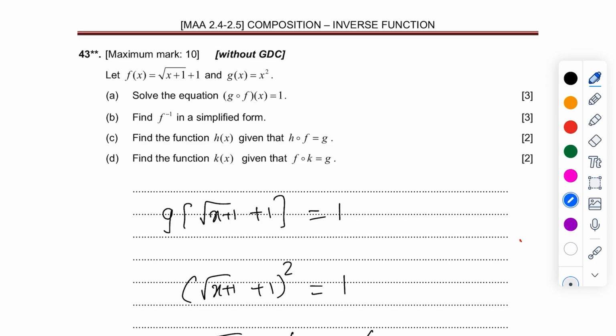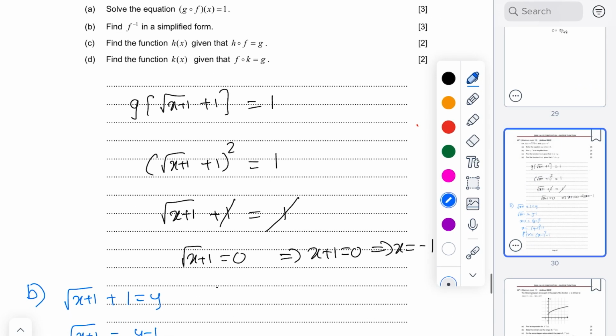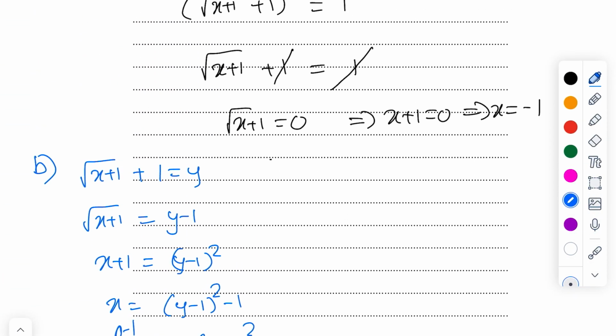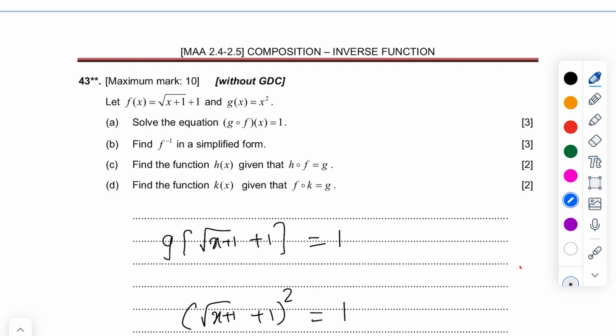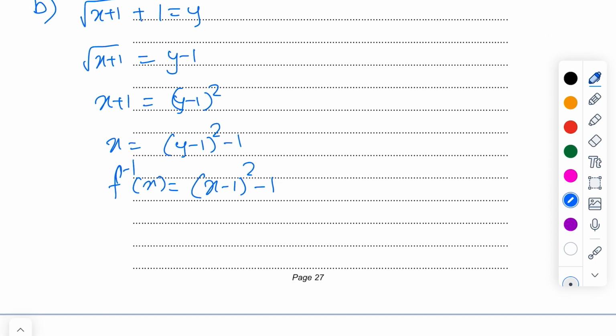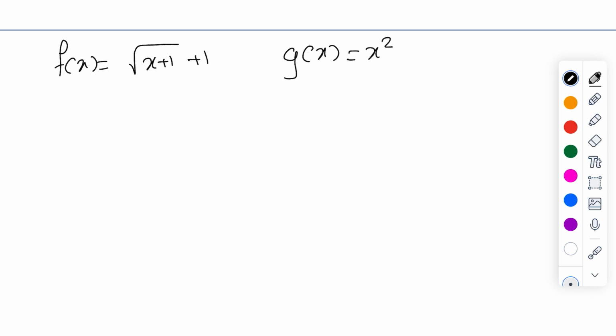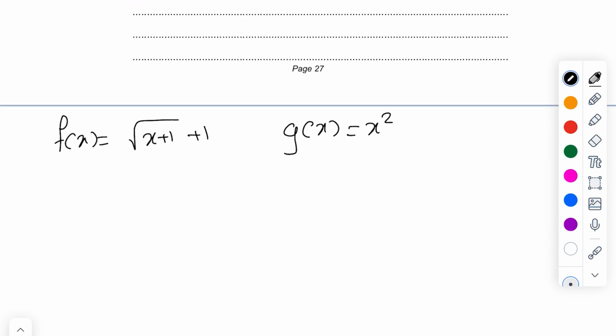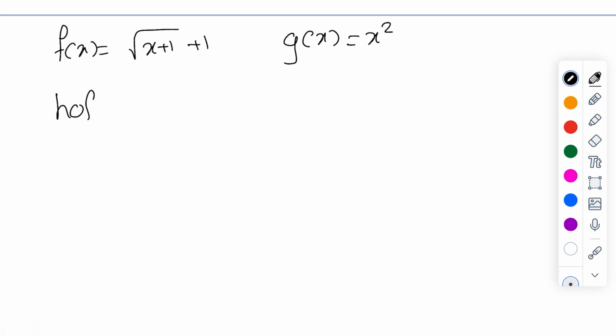So h circle f equals g. Let me add a page over here and write down what is f of x and what is g of x. f of x is given as square root of x plus 1 and g of x is given as x square. And what is he asking us to prove? He is asking us to prove or find h circle f of x equals g.